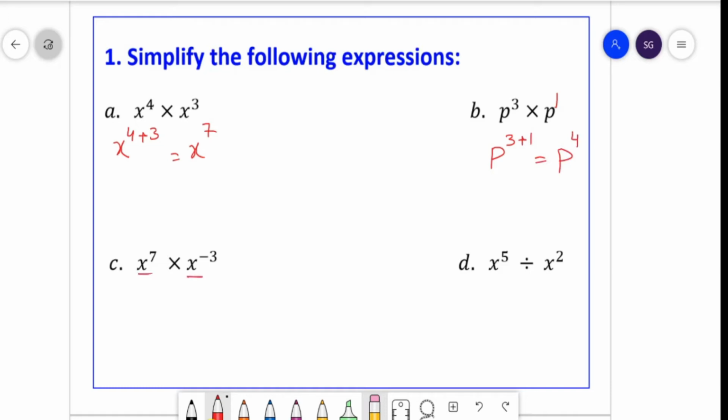Again, same bases multiplied, so we write the sum of these two powers, 7 plus negative 3, and you know that this simplifies to 7 minus 3, which is finally x power 4 as the final answer. Here, division of same bases results in subtraction, so x power 5 minus 2, which is x power 3.